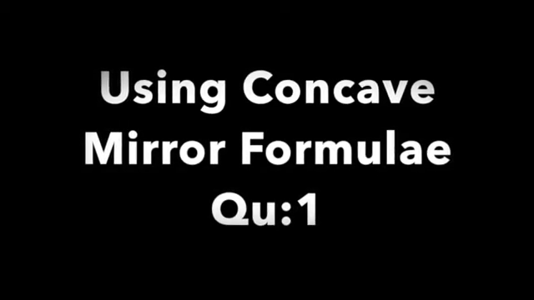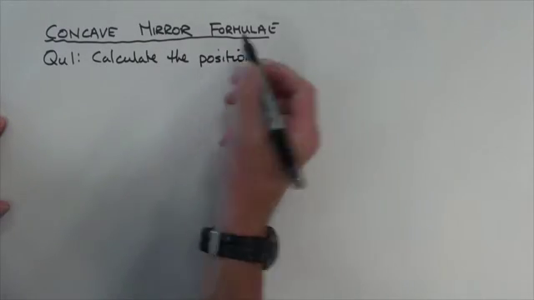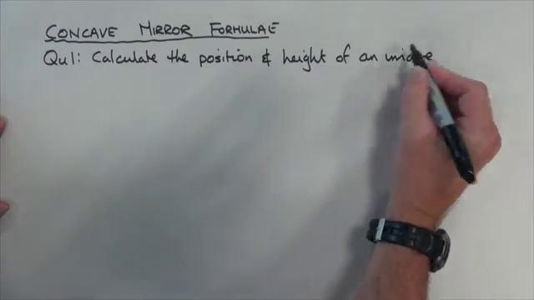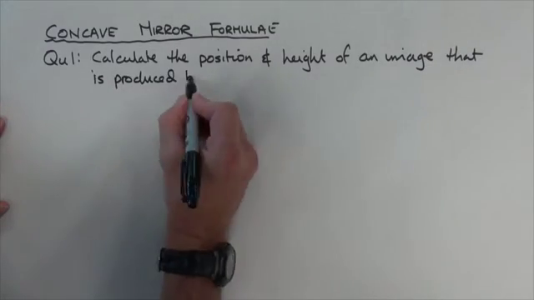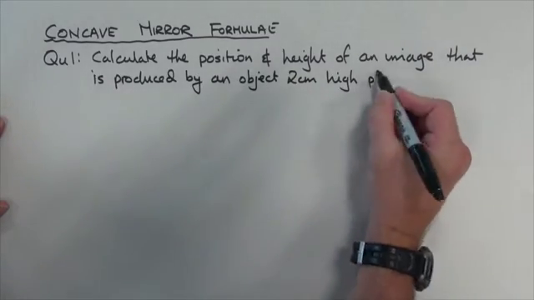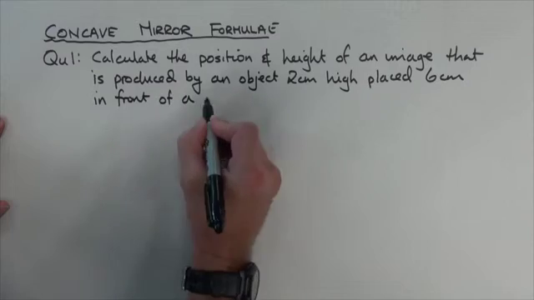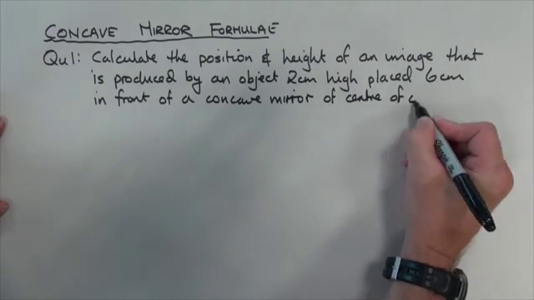In this video, I'm going to show you how to use the concave mirror formula. Okay, so let's set up a scenario. Our scenario is to calculate the position and height of an image that is produced by an object 2 centimeters high, which is placed 6 centimeters in front of a concave mirror, center of curvature 8 centimeters.